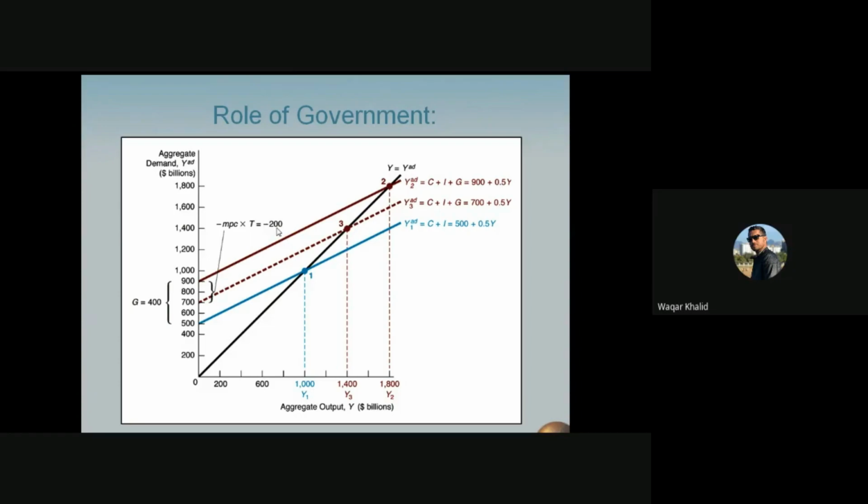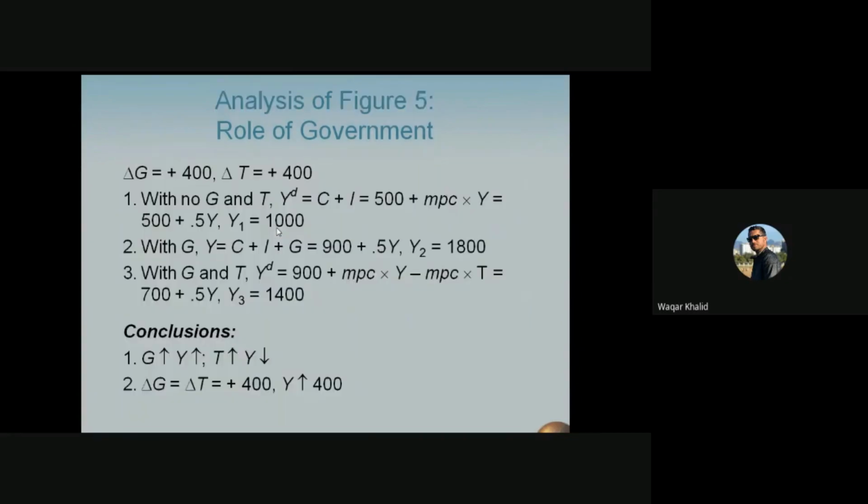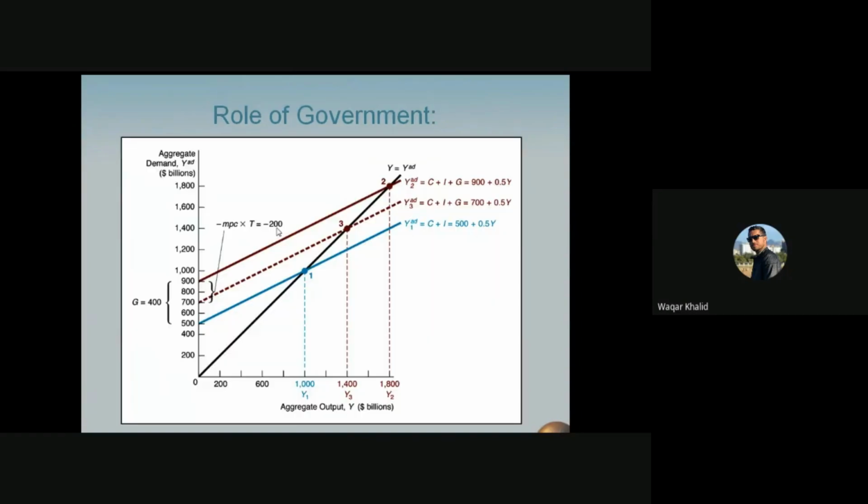Although we can see that aggregate output is negatively related to the level of taxes, it is important to recognize that the change in aggregate output from the 400 billion increase in tax is smaller than the change in aggregate output from the 400 billion increase in government expenditures. If we compare both cases, in the first case we are increasing government expenditures by 400, and in the second case we are increasing the amount of tax by 400.